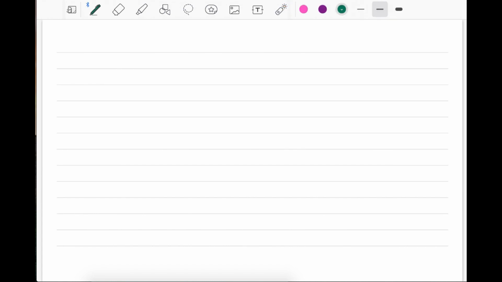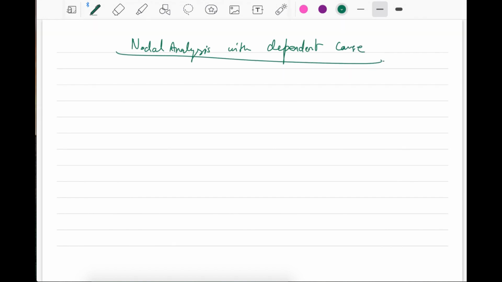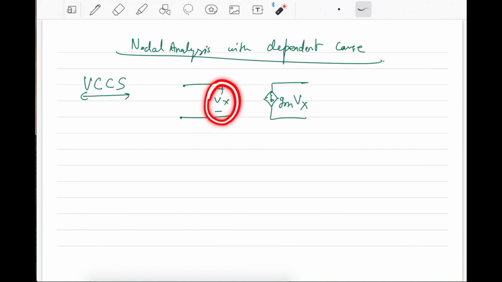So now we will do nodal analysis with dependent current sources, which we already discussed in our earlier class. Let's take the first case, a voltage controlled current source, where you apply a voltage somewhere, and then you have a current source controlled by some factor, GM let us say, or a factor K, whatever it may be, but it is controlled by a voltage generated at some other part. So let us see how the conductance matrix changes here.